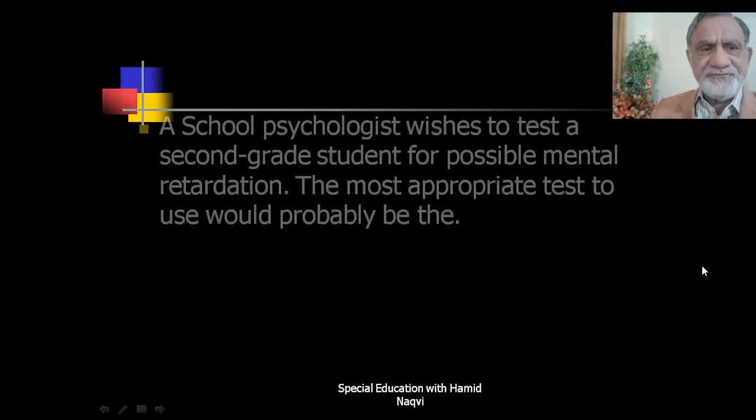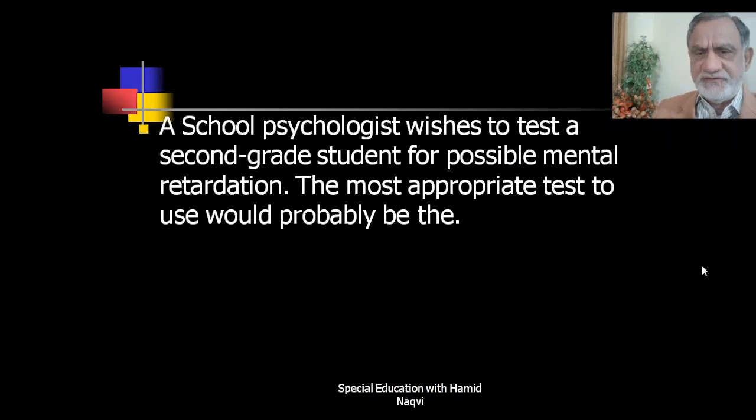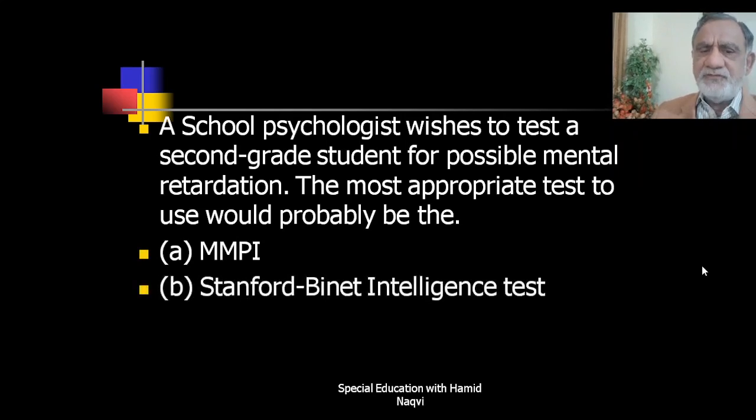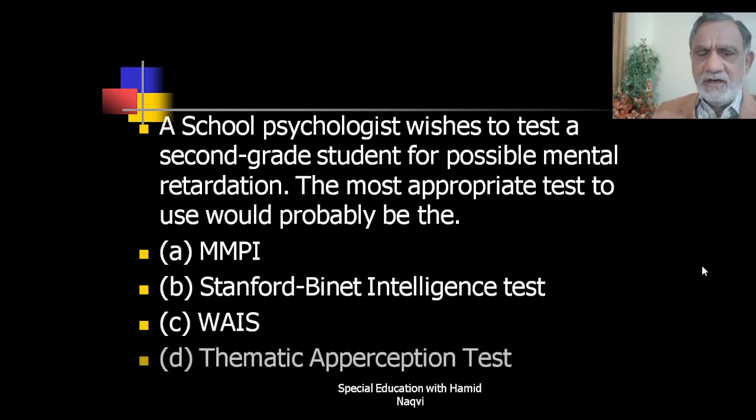Let's start. A school psychologist wishes to test a second grade student for possible mental retardation. The most appropriate test to use would probably be the MMPI, Stanford Binet Intelligence Test, WAIS, or Thematic Apperception Test. The correct answer is B.